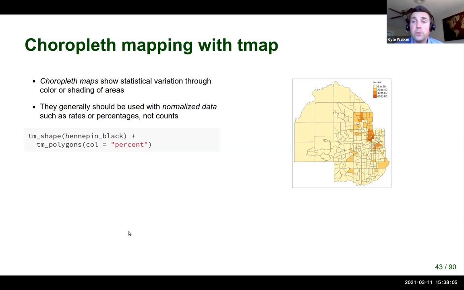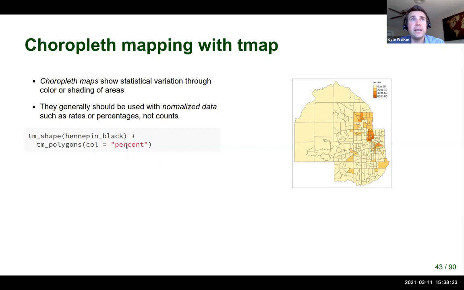And so we're going to use our percent column to display variation. And all we have to do to make our first choropleth map is specify here col equals percent. You can put in either the name of a column or you can put in a particular color if you want to change the color of your polygons accordingly.